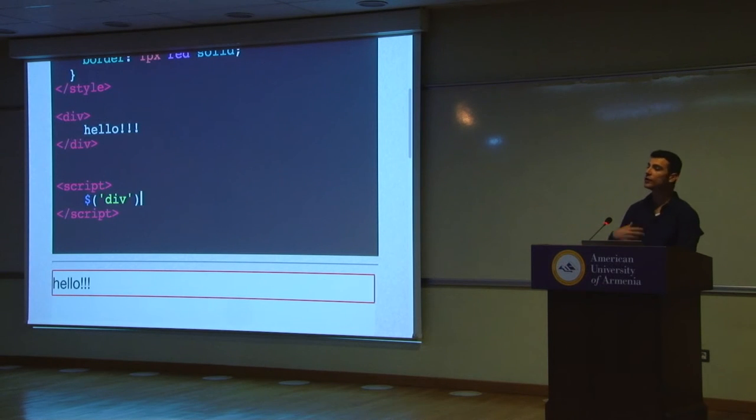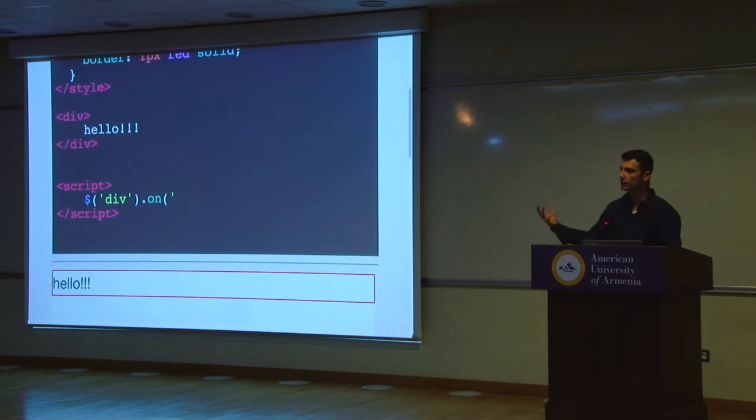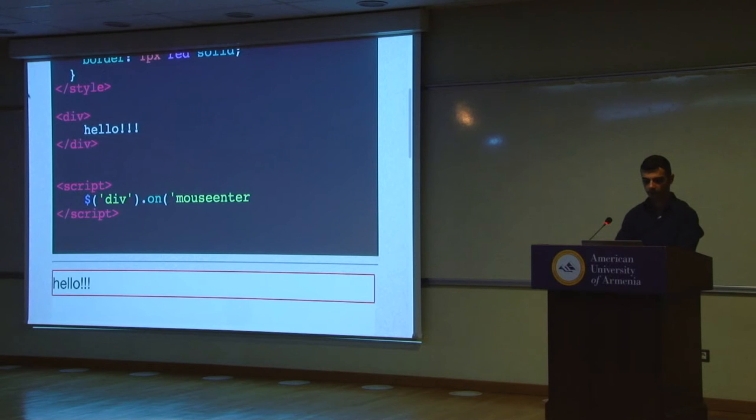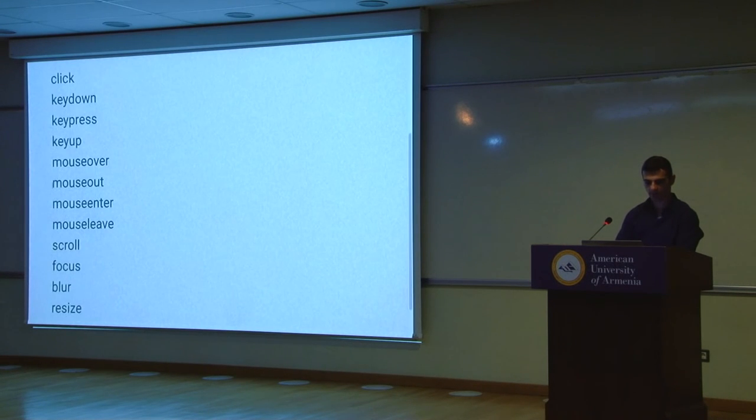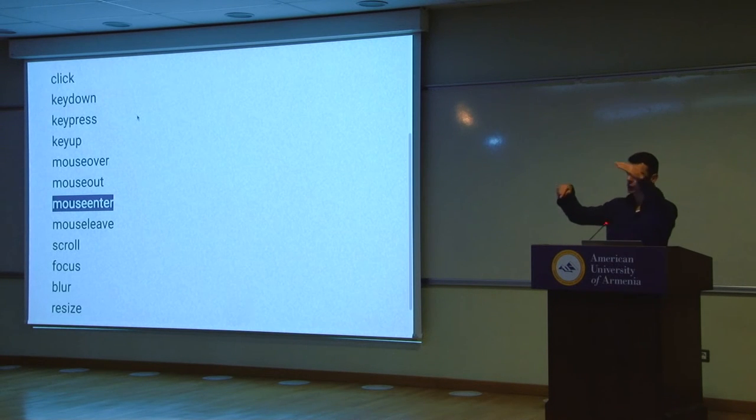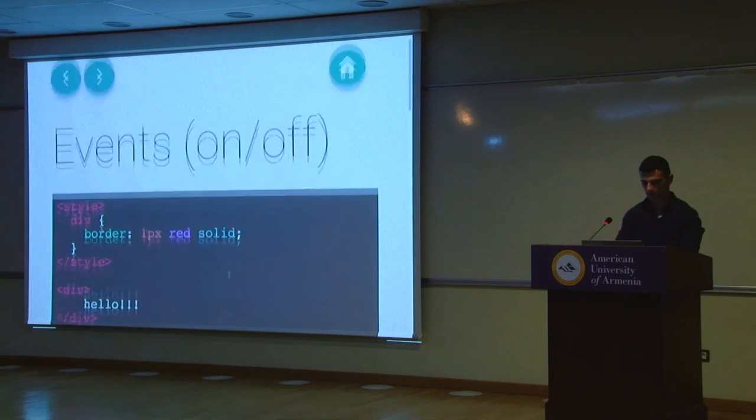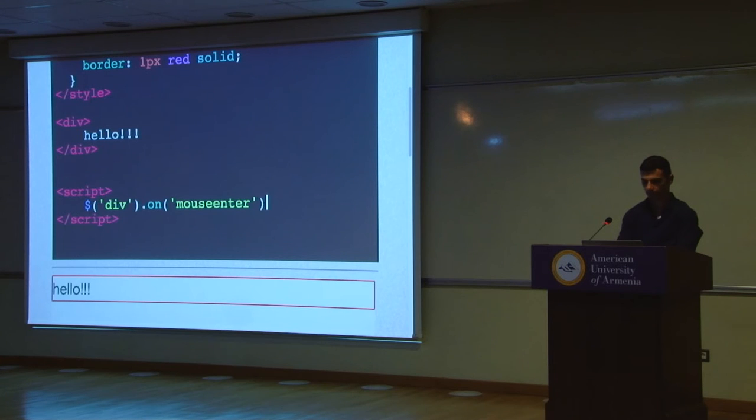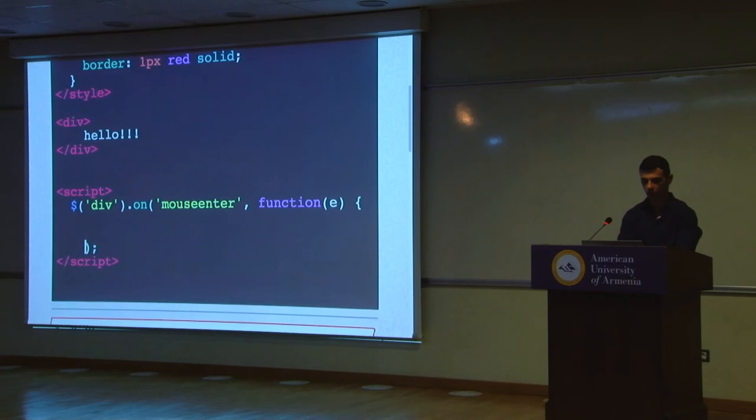Now let me register for an event. The way you register for an event is by calling on. On is a function. You give on the name of the event that you want to be notified of when it happens on this div. I think there's a mouse enter event: mouse over, mouse out, mouse enter. Let's do this one. I want to know when the mouse goes in and out. Now, when I'm notified of this, I want to run some code, to react to this event. So the second argument is a function, which takes an event object, which we'll discuss later.